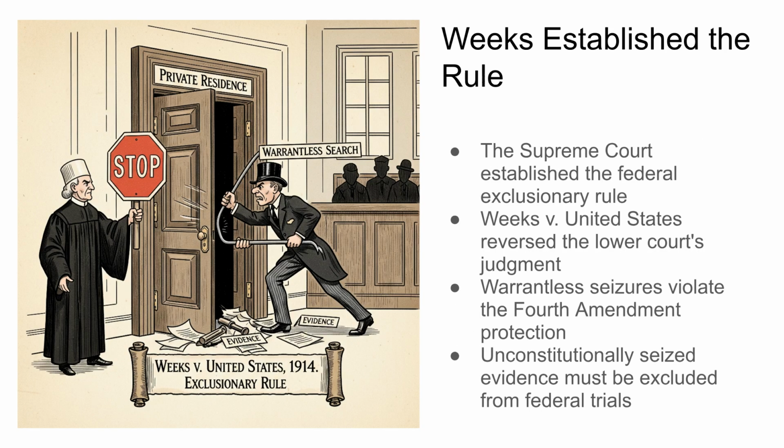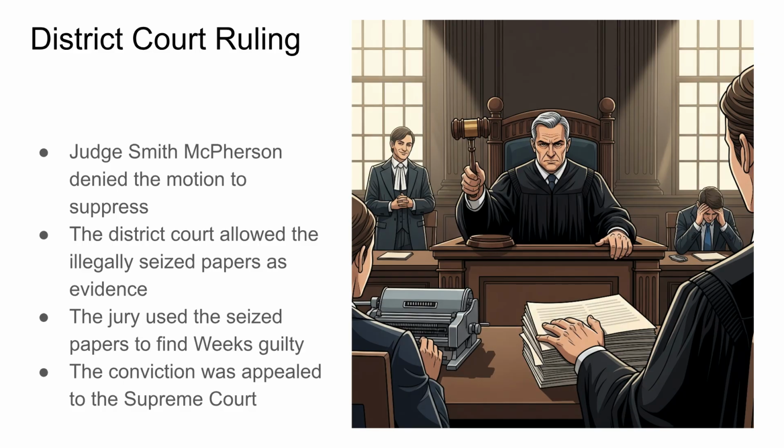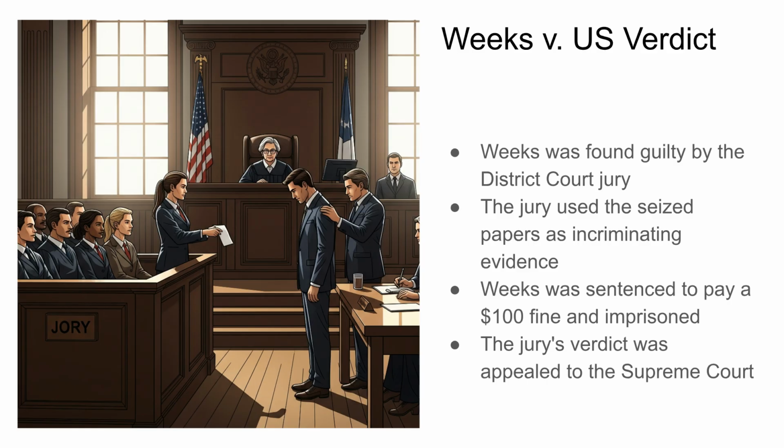The Weeks case established the federal exclusionary rule. The Supreme Court reversed the lower court, declaring that warrantless seizures violate the Fourth Amendment and unconstitutionally seized evidence must be excluded from federal trials. The district court's original ruling saw Judge Smith McPherson deny the motion to suppress. The illegally seized papers were allowed as evidence, leading the jury to find Weeks guilty. The district court jury found Weeks guilty, using the seized papers as incriminating evidence. Weeks was sentenced to a fine and imprisonment, a verdict that was then appealed to the Supreme Court.